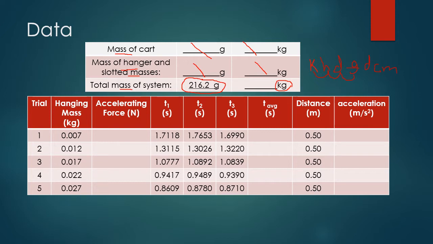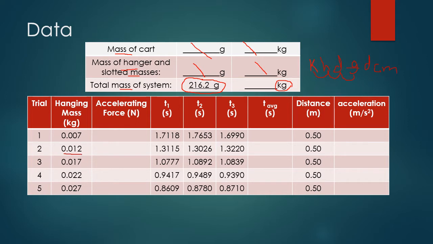Now for data table 2, you'll notice we have 5 different trials. For each trial, the hanging mass is changed. In the first trial, the total hanging mass is 0.007 grams, and in the second trial, the hanging mass is 0.012 grams, and so on and so forth.